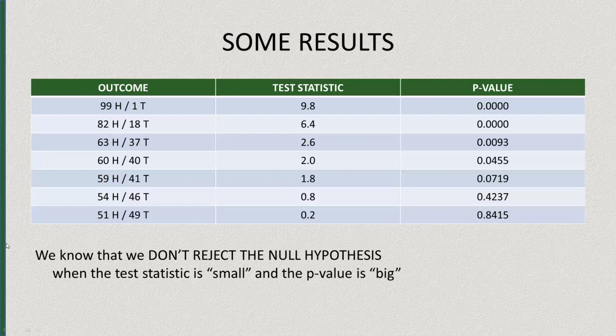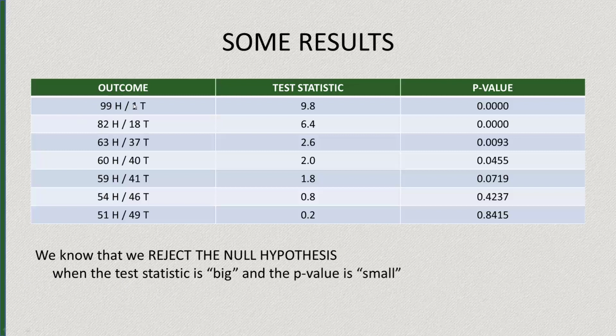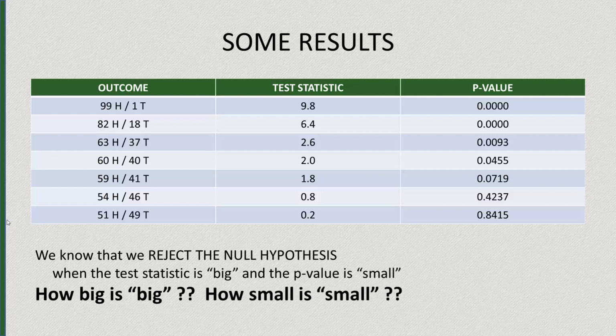On the other hand, we would reject the null hypothesis up in here, at 99. That's a long ways away from what we expected to get. The test statistic is big. The chance of that happening, the p-value, is small. And the question was, where's the boundary line between rejecting the null hypothesis and not rejecting the null hypothesis? In other words, how big is big? How small is small?